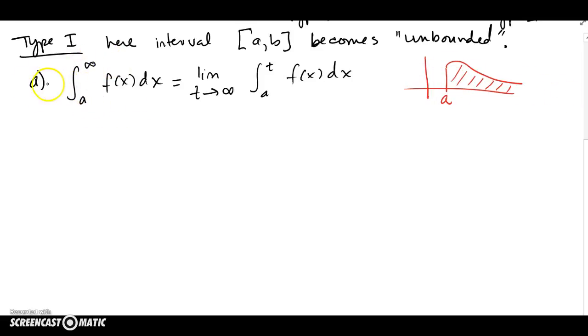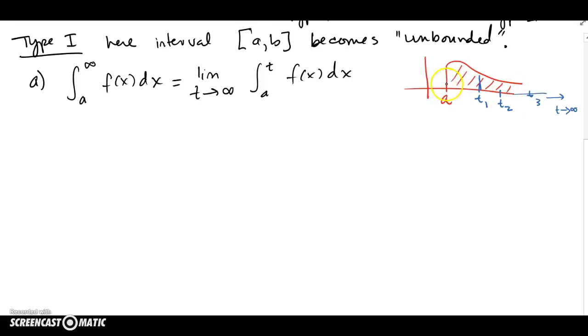So in part A, type 1, basically the idea is that you take your integral from a to some t value. Let's say I call it t1. And you see what happens from a to t1, and then you push t1 a little bit further to, let's say, t2, and you see what happens now. Well, it gets a little bit bigger. What if I push it even further to t3, and let's see what happens there? And through this limiting process, you send t all the way to infinity and try to analyze whether this region that looks infinite actually approaches a finite area or not.